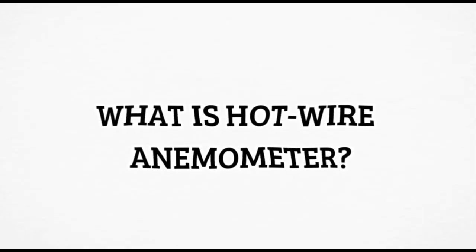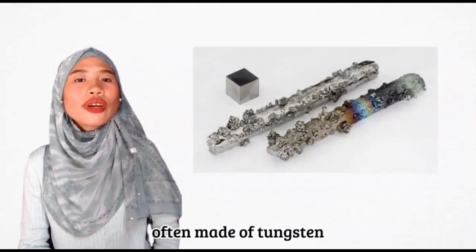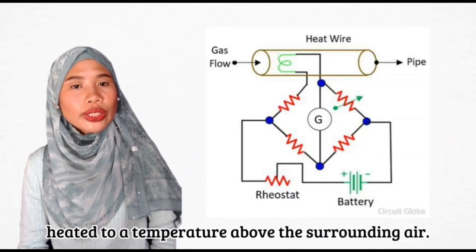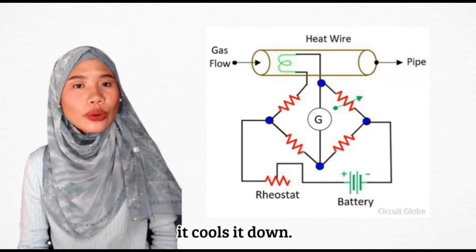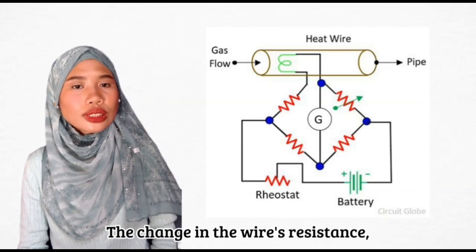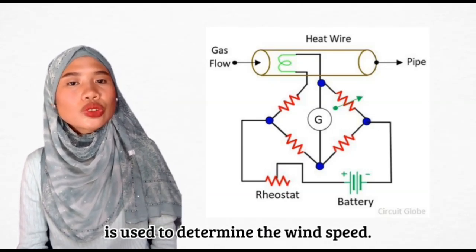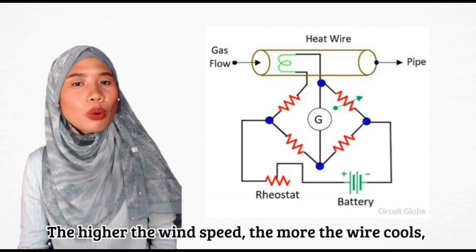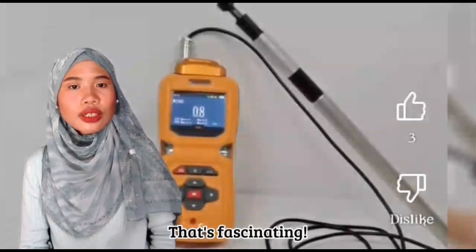What is a hot wire anemometer? Hot wire anemometers use a very thin wire, often made of tungsten, heated to a temperature above the surrounding air. When air passes this wire, it cools down, and the change in the wire's resistance, which is directly related to its temperature, is used to determine the wind speed. The higher the wind speed, the more the wire cools, and the lower its resistance becomes.